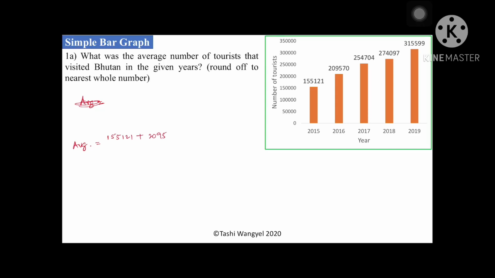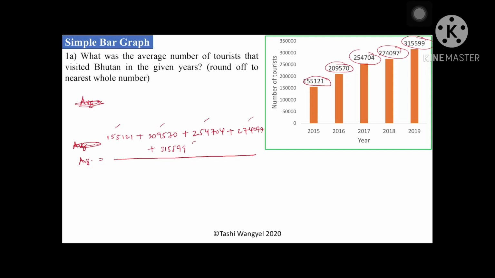155,121 plus 209,570 plus 254,704 plus 274,097 plus 315,599 gives the sum, the total tourist visitors. The total divided by the number of years, which is 5, gives the average.